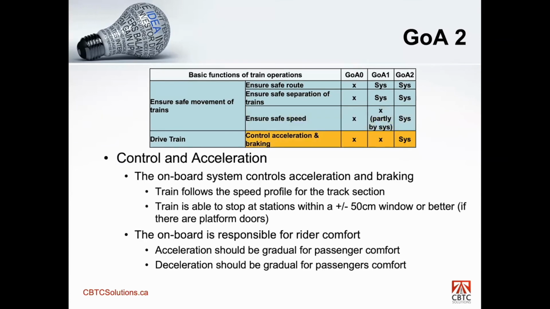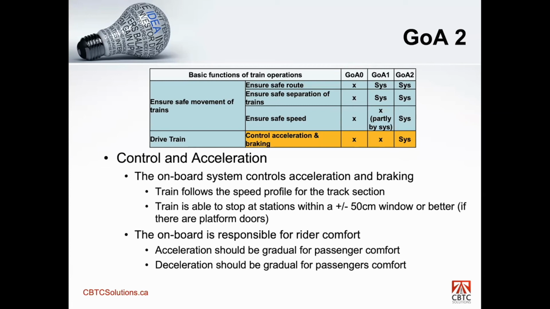So that's ensure safe speed in a GoA 2 system, or the difference between GoA 1 and GoA 2. Now we get into the GoA 2 specific function. The first 3 functions I talked about were also applicable to GoA 1. Now this particular function is applicable to GoA 2 only, and that's control of the train's propulsion and braking systems. So the onboard system is now controlling your acceleration and braking. The train follows the speed profile of the track section.